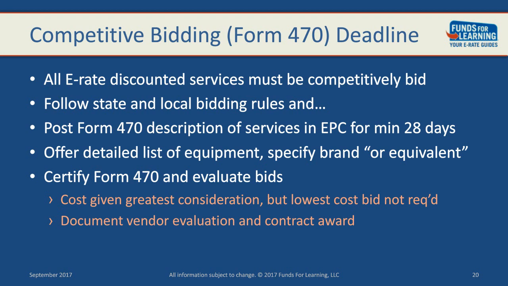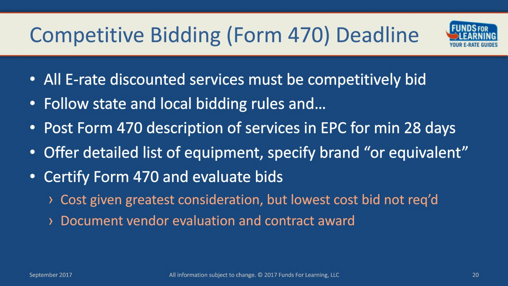On your form, you'll provide a detailed list of the types of equipment you're interested in or the types of services, estimated quantities. If you're interested in any particular brands, perhaps for consistency purposes with your existing network, you are required to consider or equivalent types of equipment. So you can specify if you have a particular brand preference, but in essence, you need to keep your eyes and ears open to other options that may be available to your library system or school system.